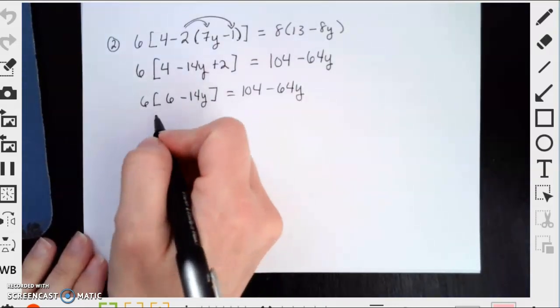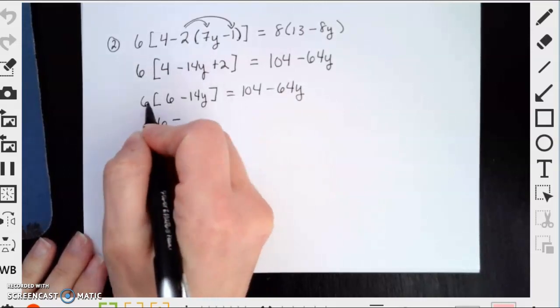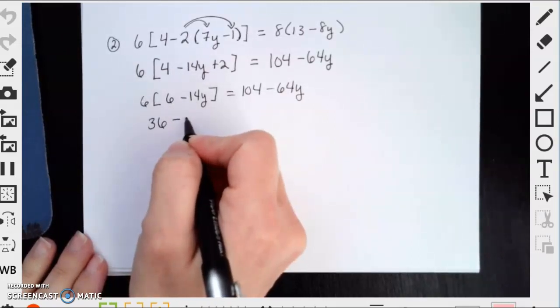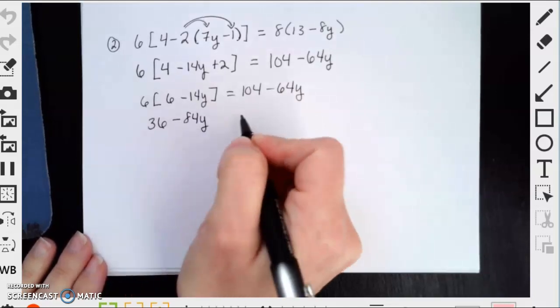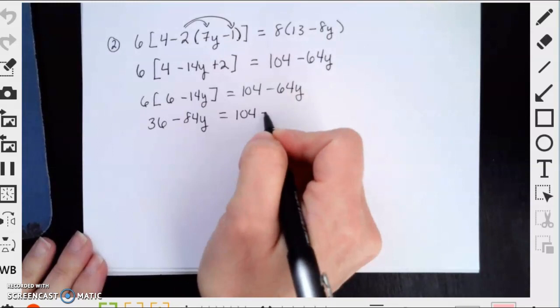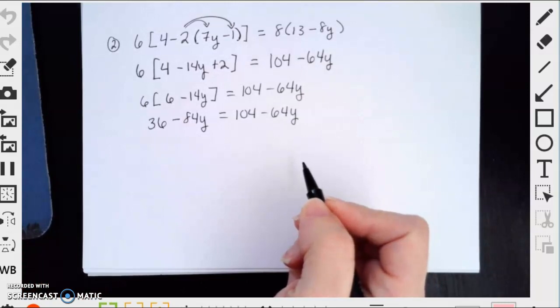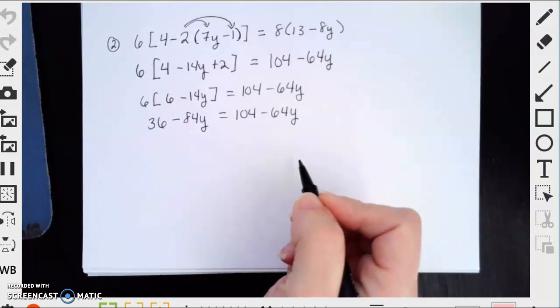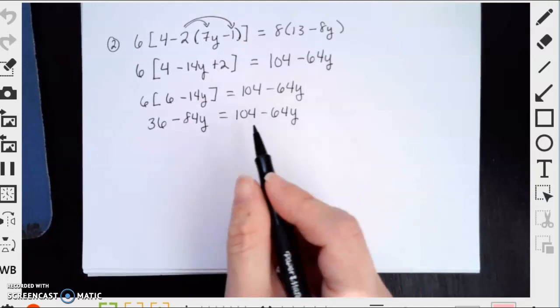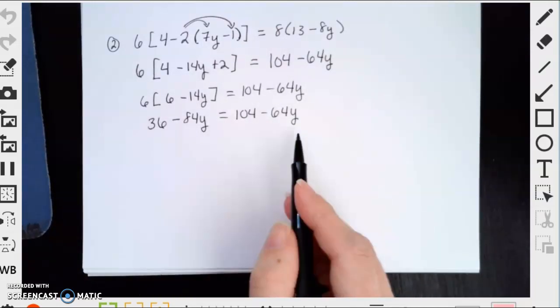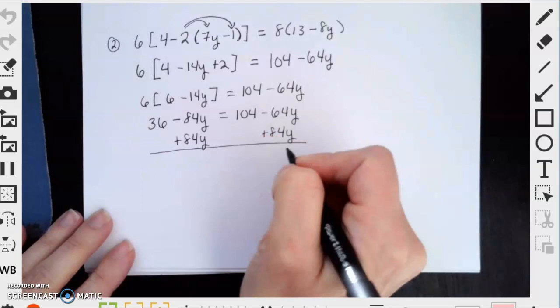Now we'll go ahead and distribute the 6. 6 times 6 is 36. 6 times negative 14 is negative 84, so that's negative 84y equals 104 minus 64y. Now I don't have any more like terms to combine, but I could try to isolate the y on one side of the equation. Again, I have really 4 terms that I can decide to add or subtract. I am going to add 84y to both sides. Even if you picked another term to add or subtract here, you'll still end up with the same solution. So those are additive inverses, they cancel out.